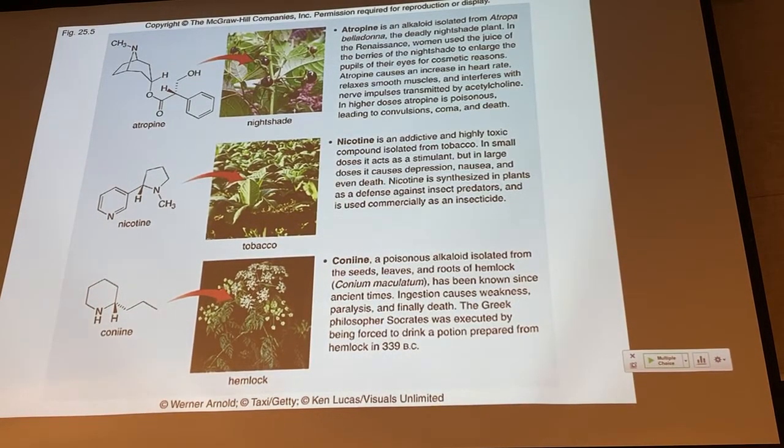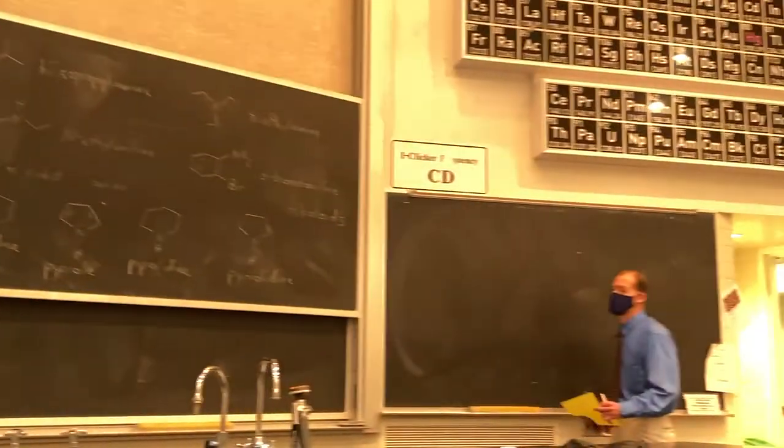But for some reason in the Renaissance, it was considered a sign of beauty to have dilated eyes. So you have women that would put this atropine in their eyes on purpose to dilate their eyes, which seems crazy. I've been to the eye doctor many times and had my eyes dilated, and it's very hard to see. So I don't know why they would do something like that. But you can see that alkaloids have many, many different effects, and there are many, many different types of alkaloids.